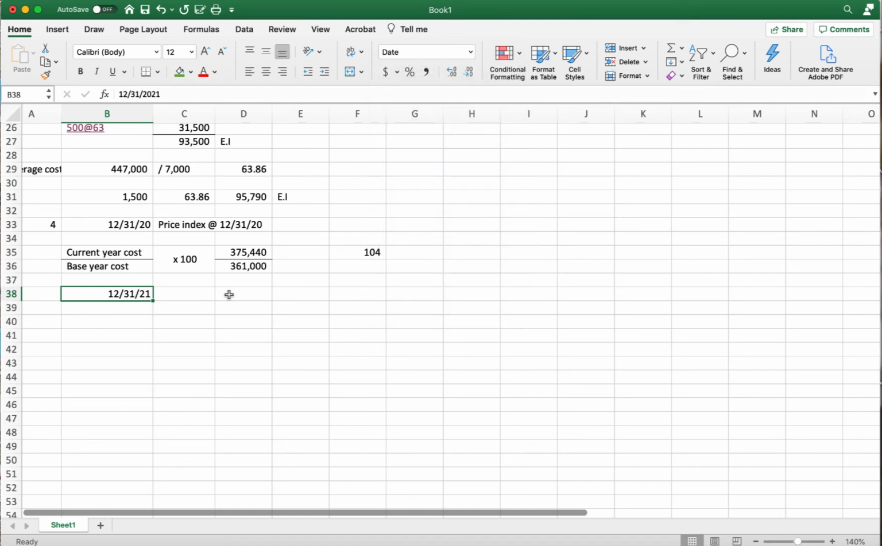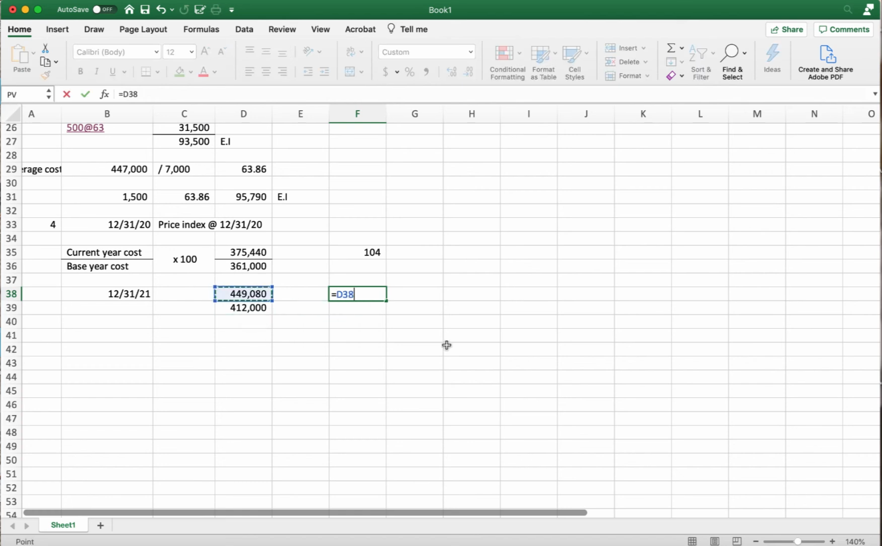Okay, so I'm going to apply the same calculation here, right? I know that my current year cost as of 12/31/2021 is $449,080, and I know that my base year cost as of 12/31/2021 is $412,000. So I'm going to apply this equation to these numbers to figure out what my price index is.